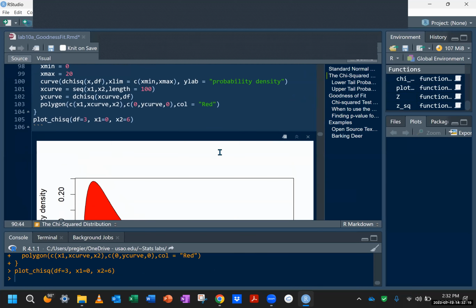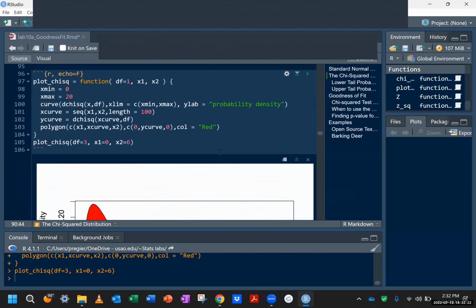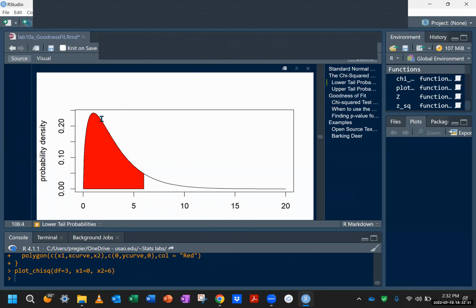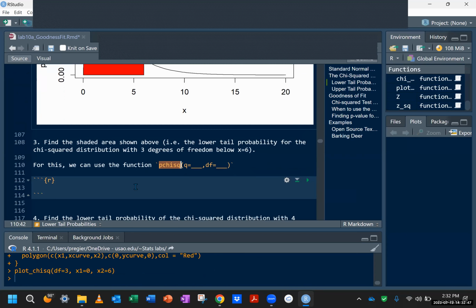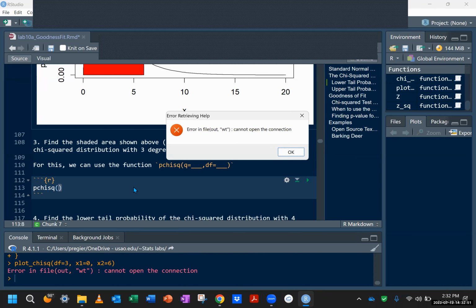So here's a plot. Here's our chi-squared with, it looks like, 3 degrees of freedom. And I've just highlighted the area between 0 and 6 for you to see, hey, what's that area going to be? Okay, so to find that area, we're going to use a function called, instead of pnorm, pchisq. And the first number that goes in is our quantile, and the second number will be our degrees of freedom.